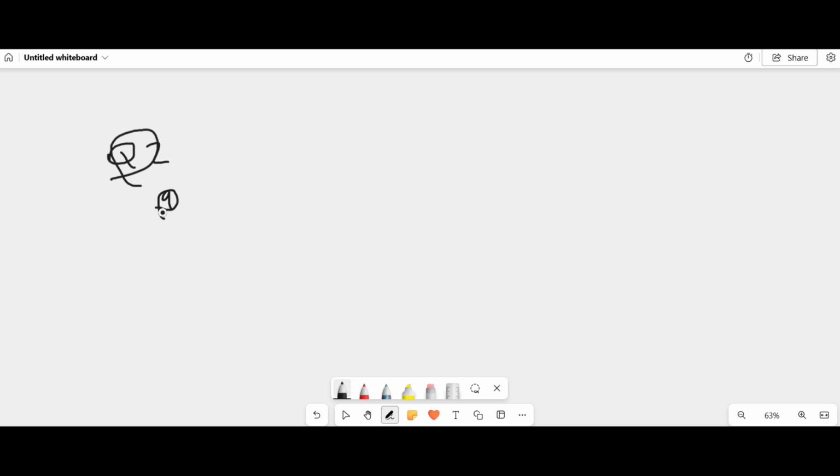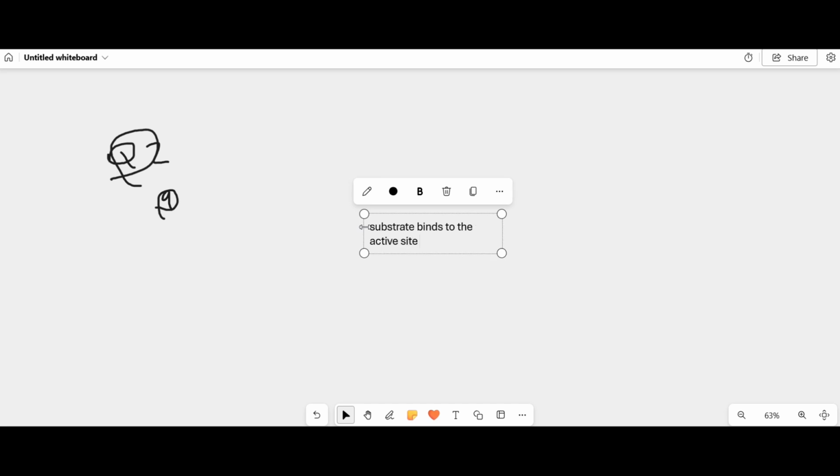Describe the induced fit model of an enzyme action and how an enzyme acts as a catalyst. So obviously the substrate binds to the active site. That's what's going to happen. The substrate is going to bind to the active site, and the active site is going to induce a shape change, to accommodate the substrate. So that is complementary. Complementary means it's got the same shape as the substrate.